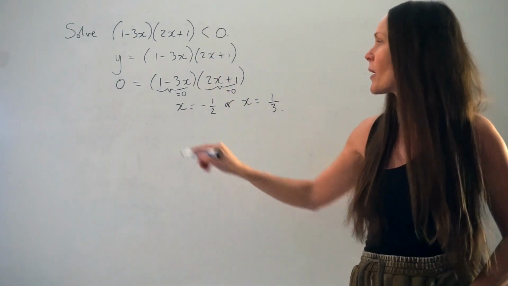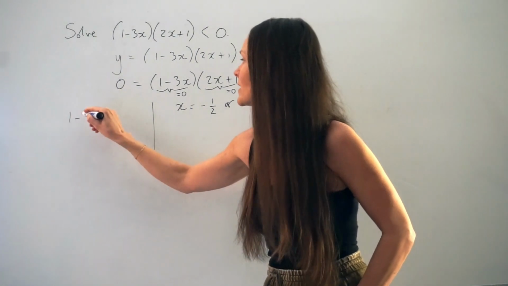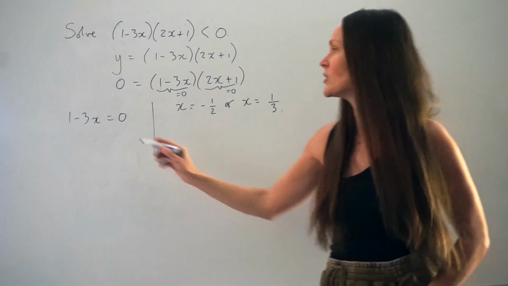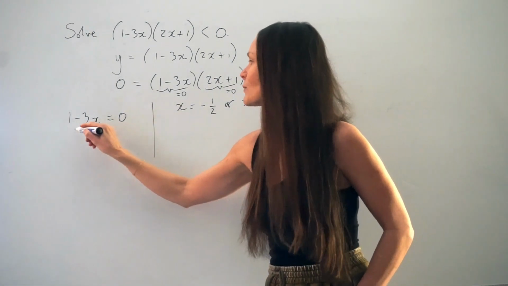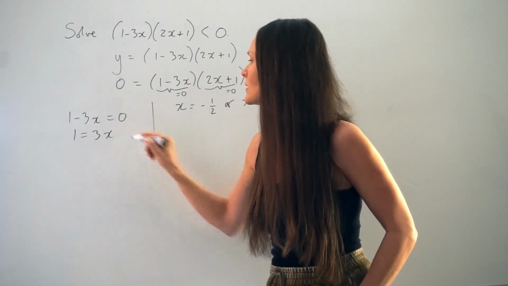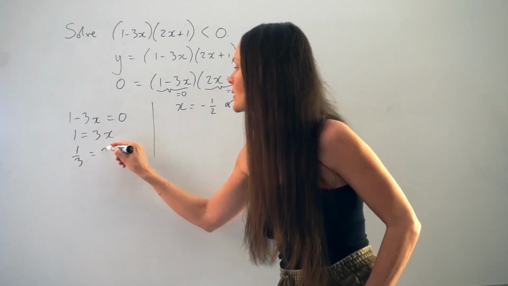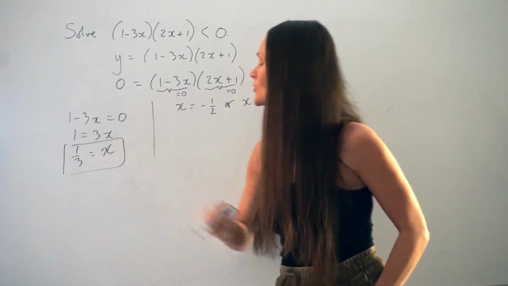So let's take the first bracket, so that 1 minus 3x is equal to 0. Now if I was solving this equation, I would probably move the negative 3x over to the right, and then I would divide both sides by 3. So x is equal to a third. So that gives you one of the solutions.